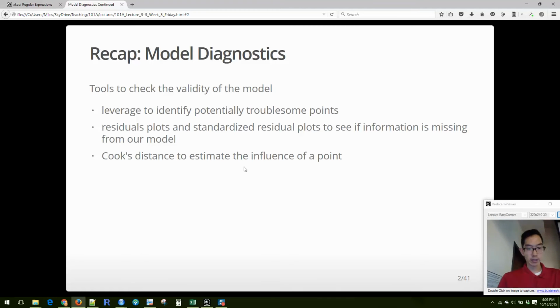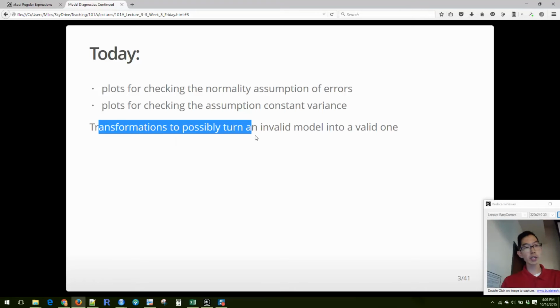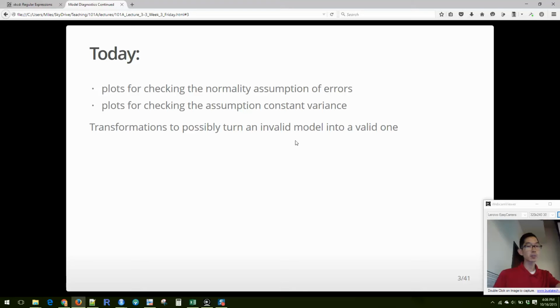All right. So let's talk about what we'll cover today. Today we're going to have plots for checking the normality assumptions of errors and checking the assumption of constant variance. Okay, and then we're also going to look at transformations to possibly turn an invalid model into a valid one. And this will continue on into next week because there's a lot to say when it comes to transformations.